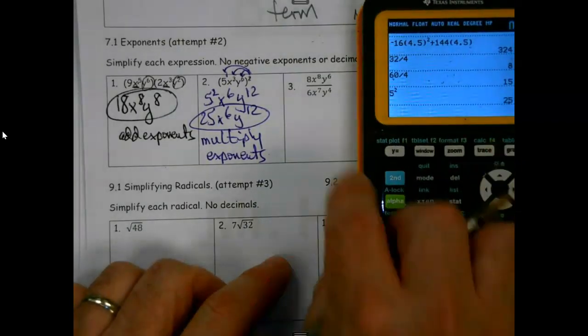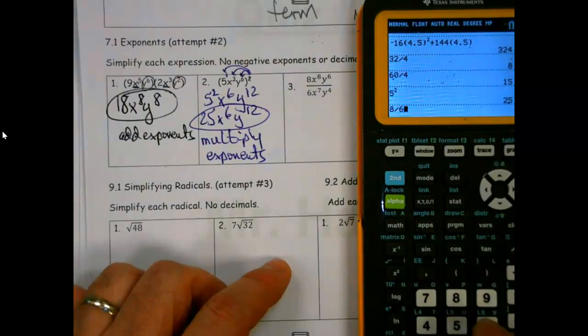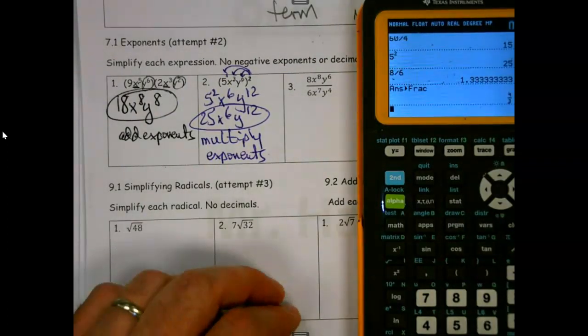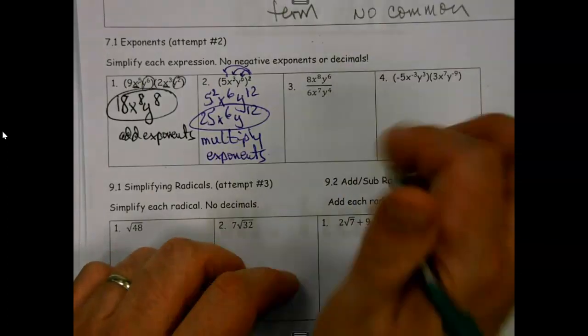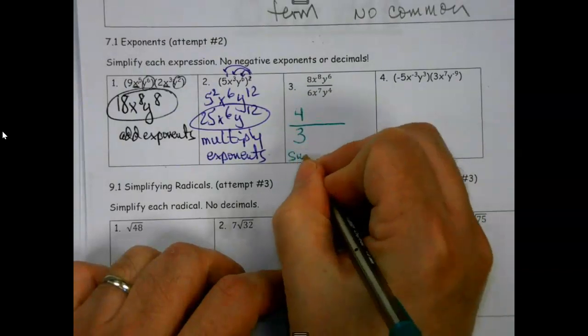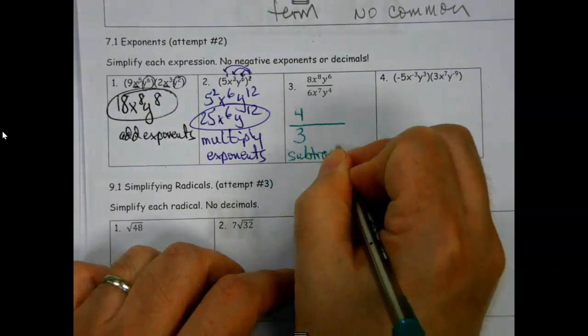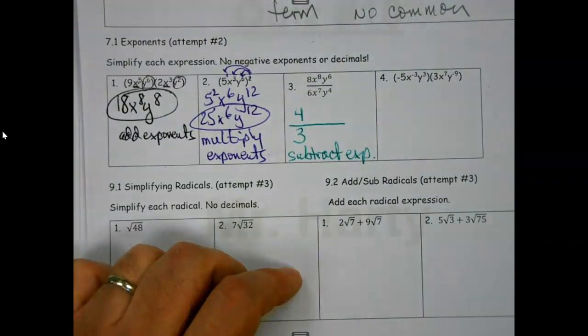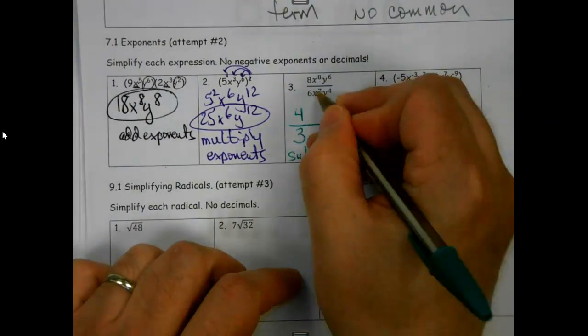So I get to the division. Again, the big numbers don't play by little number rules. We're not going to do a decimal, though. Math, enter. 4 over 3. Here we're going to subtract the exponents. We're always going to go bigger minus smaller. So 8 minus 7 is 1.